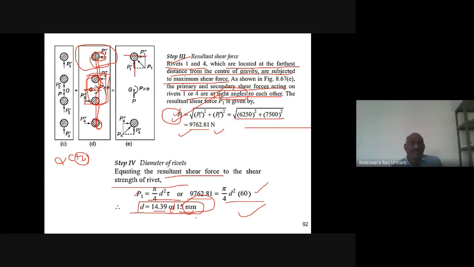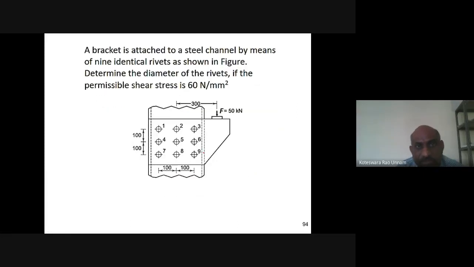I think we need to consider one more problem so that we can close this topic. In the next class, I am going to start welded joints. So we'll move on to the next problem. This is the second problem we are going to discuss. Just note it down, and we'll discuss the solution also. Now the number of rivets here is 9. Earlier it was 4, now they are 9. I'll give you 2 minutes to note it down, then we'll discuss the solution.